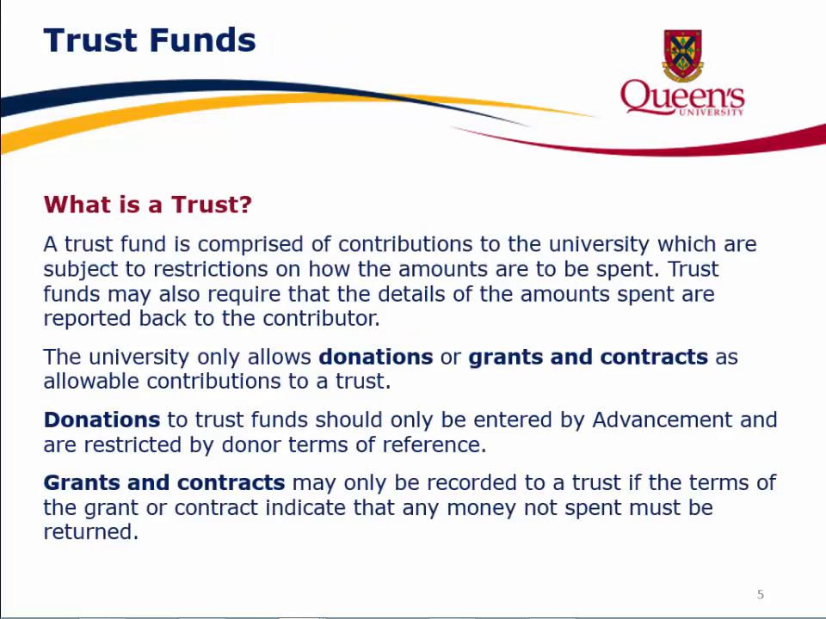Trust funds. What is a trust? A trust fund is comprised of contributions to the university which are subject to restrictions on how the amounts are to be spent. Trust funds may also require that the details of the amounts spent are reported back to the contributor. The university only allows donations or grants and contracts as allowable contributions to a trust. Donations to trust funds should only be entered by advancement and are restricted by donor terms of reference. Grants and contracts may only be recorded to a trust if the terms of the grant or contract indicate that any money not spent must be returned.